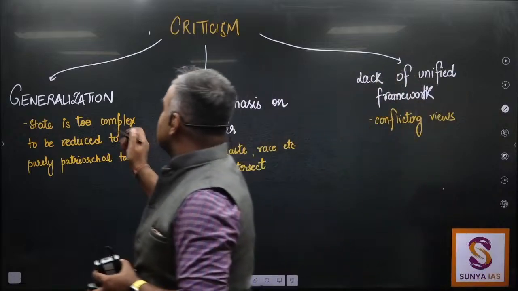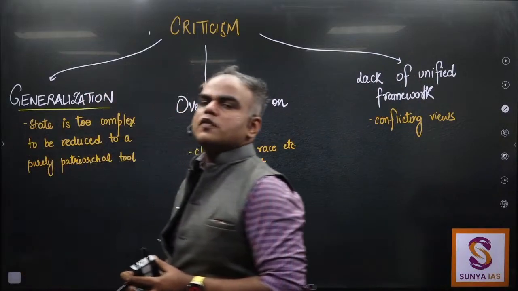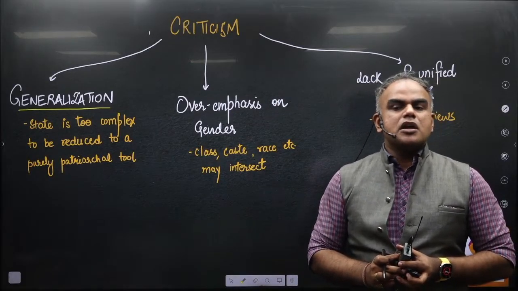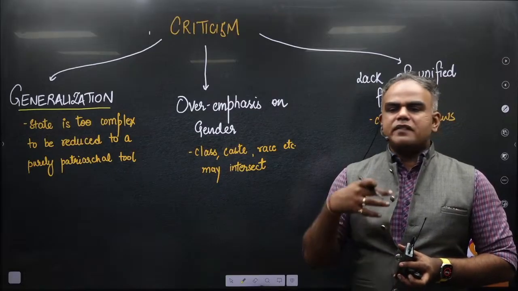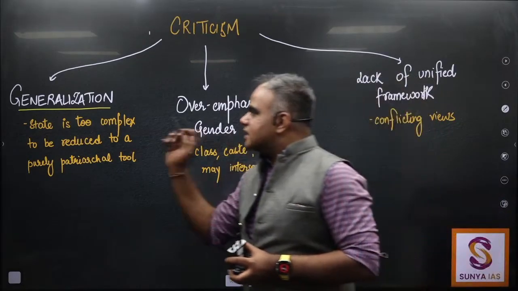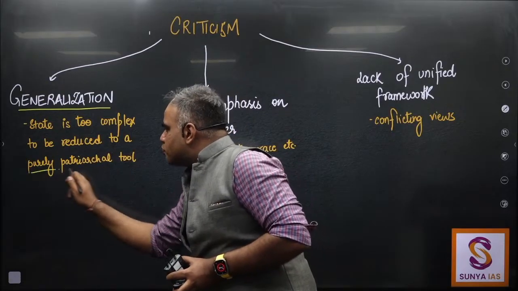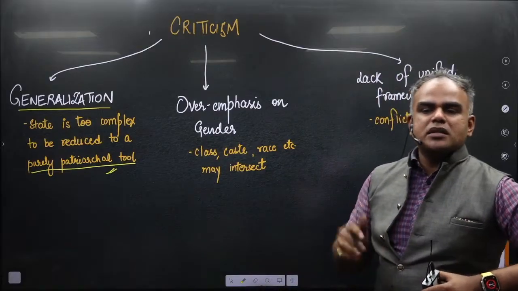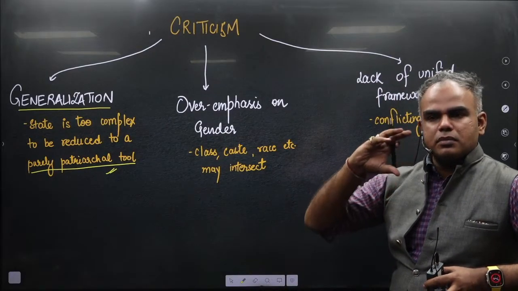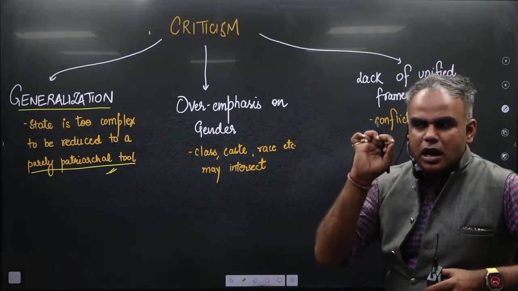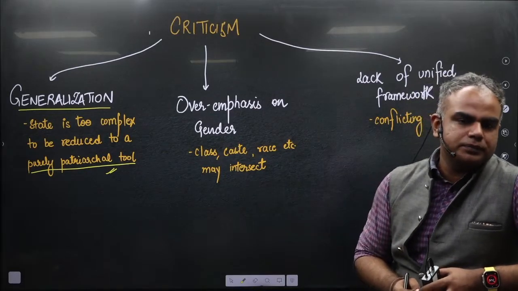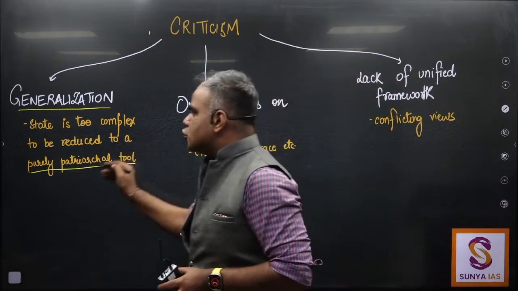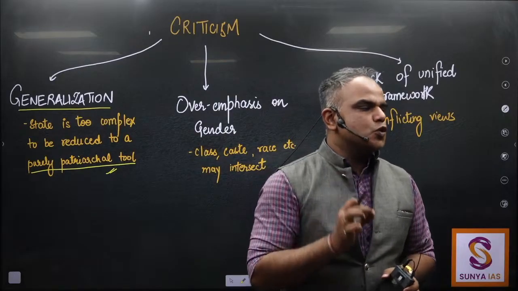अब देखो यहाँ पे first thing is there is a lot of generalization that is being done. The moment you say that state is male or state is patriarchal, it also overlooks the welfare activities of state. Second, state is too complex to be reduced to purely patriarchal tool. So which is why this view is also said to be highly, let's say, deterministic, or this is only a monocausal explanation we are trying to give. State is too complex to be reduced to a purely patriarchal tool.